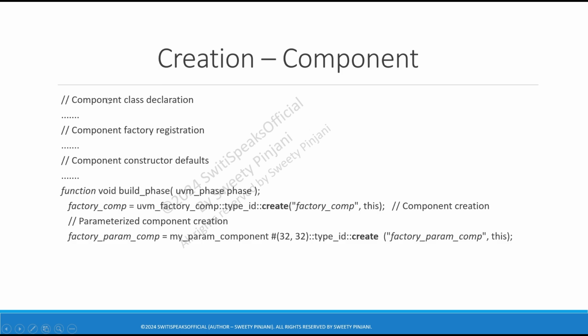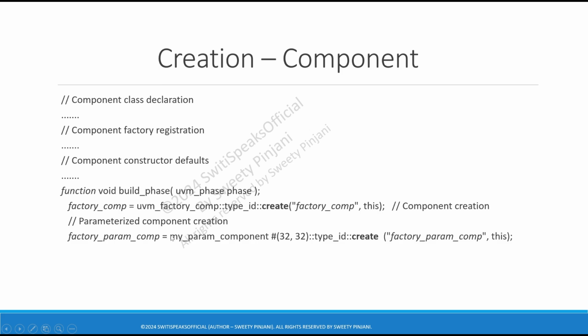At the top, you would have created my param component extends UVM component. And whatever is the name that will come, and whatever argument, say you are giving 32 only, your address is 32, your data width is 32, address width is 32, whatever you want to give, that you will pass. Type ID, create, and again you will pass the name and the parent. The syntax is fixed. Only things that can change is these names.